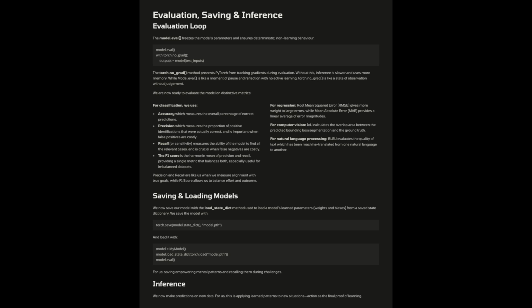For regression, root mean squared error, RMSE, gives more weight to large errors, while mean absolute error, MAE, provides a linear average of error magnitudes. For computer vision, IoU calculates the overlap area between the predicted bounding box or segmentation and the ground truth. For natural language processing, BLEU evaluates the quality of text which has been machine translated from one natural language to another.